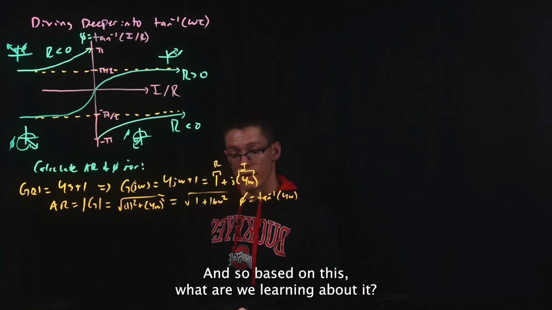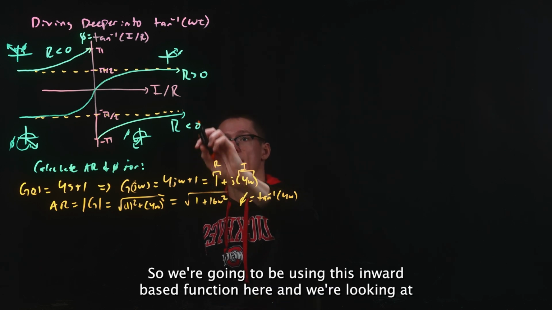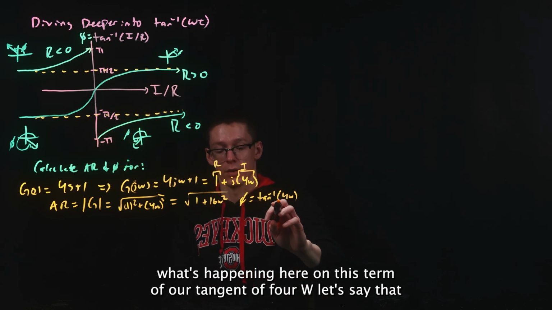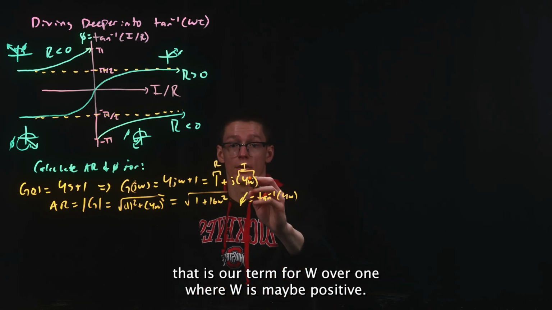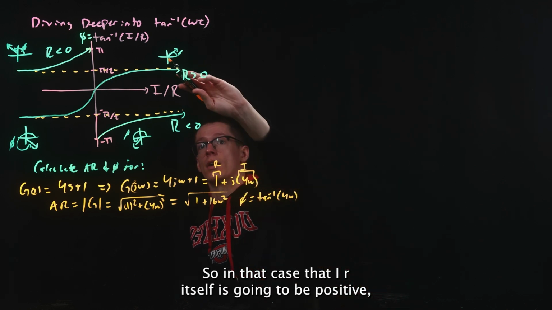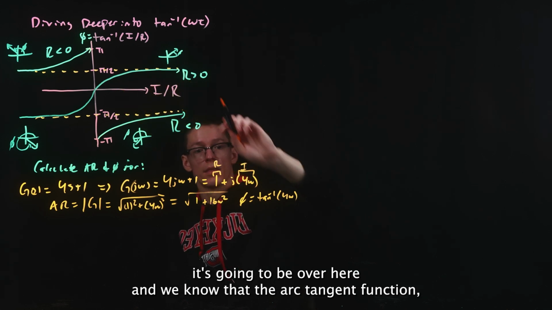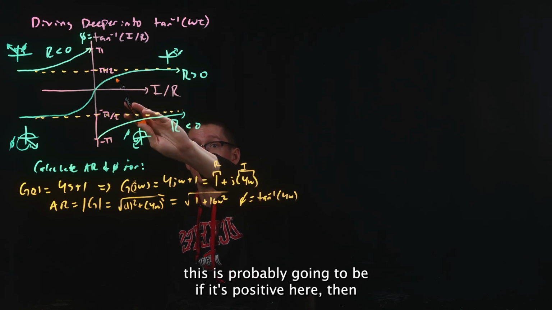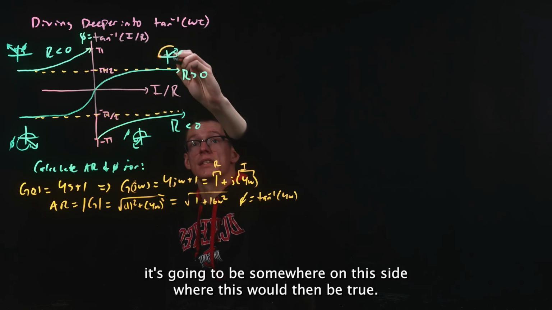And based on this, what are we learning? Well, we're seeing that R is a positive value, so we're going to be using this arctangent-based function here. And we're looking at what's happening on this term, the arctangent of 4w. Let's say that I over R term, 4w over 1, where w is maybe positive. In that case, that I over R itself is going to be positive. It's going to be over here. And we know that if the arctangent argument is positive, then the arctangent of this is going to be somewhere on this side, where this would then be true.